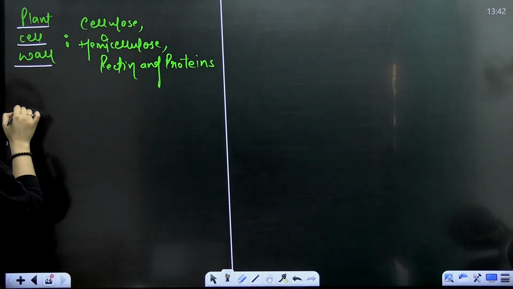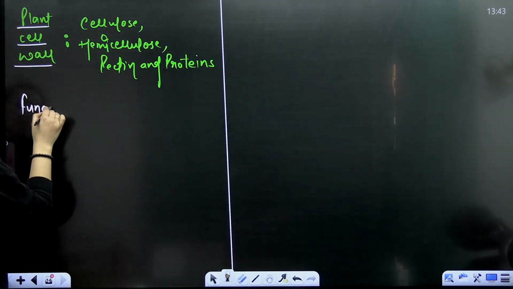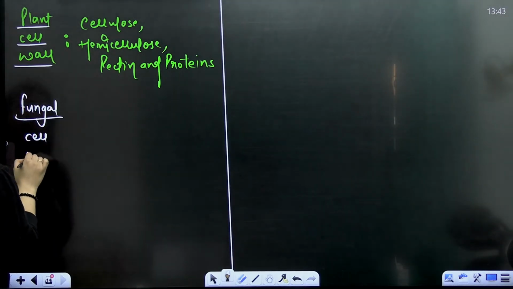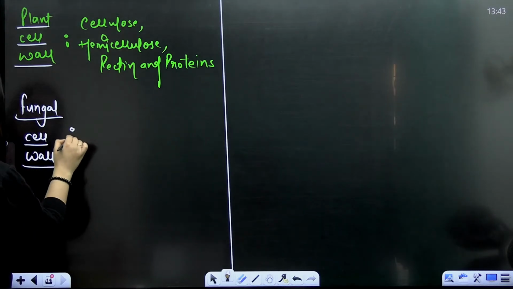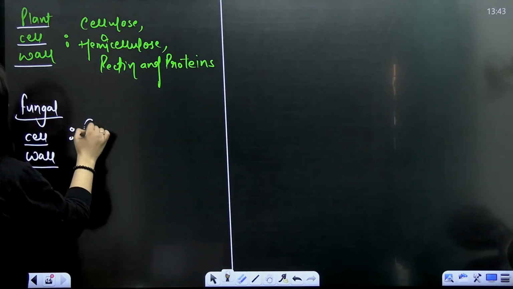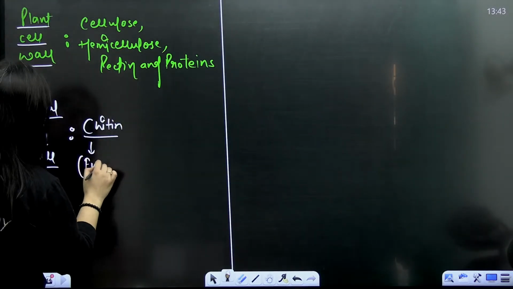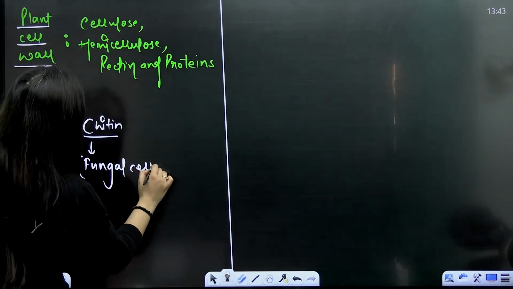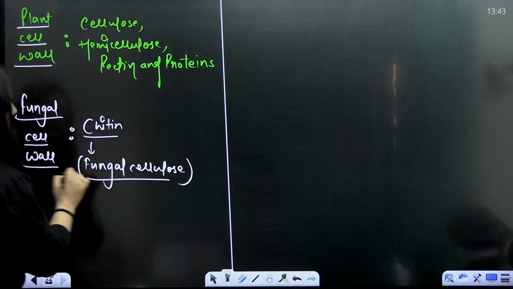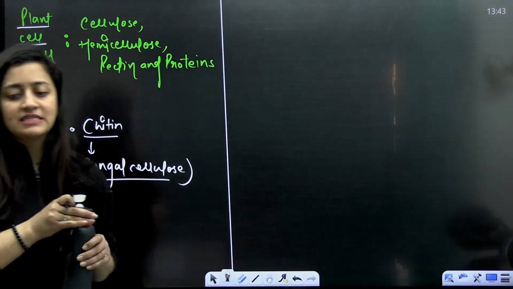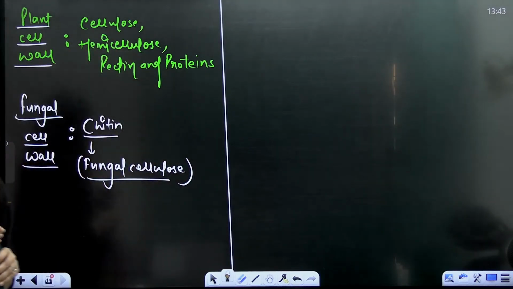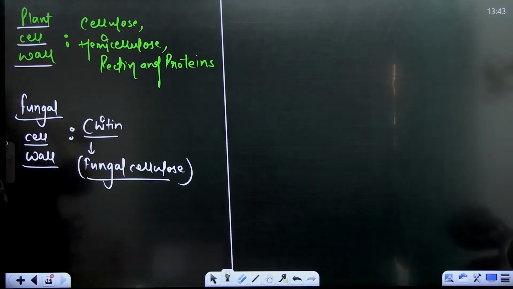So, after that, fungal cell wall. So, fungal cell wall will have what? It will have chitin, which is also known as fungal cellulose. So, see, the composition is different. So, yeah, these are the kind of points which we need to understand, okay? Is that clear?